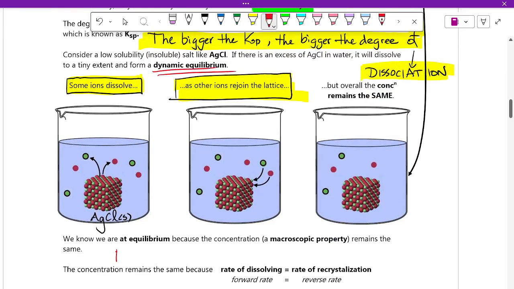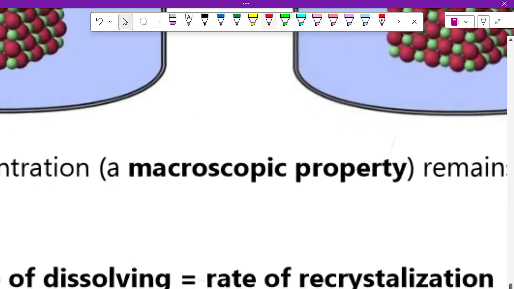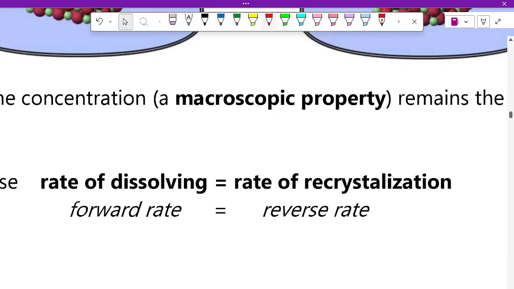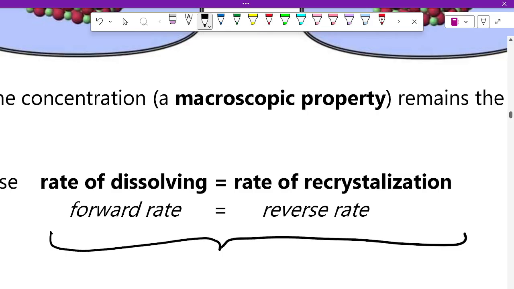The rate of dissolving and recrystallizing. Oh, why am I writing it there? It's right there. Yeah, look at that. That's exactly what I wanted to write. The rate of dissolving is equal to the rate of recrystallization. So the forward rate is equal to the reverse rate, and therefore we are at a dynamic equilibrium.